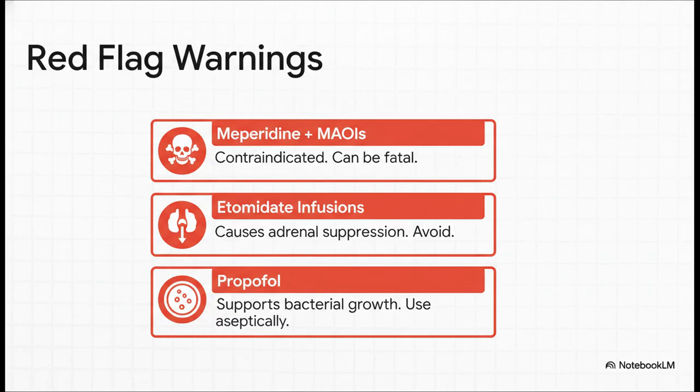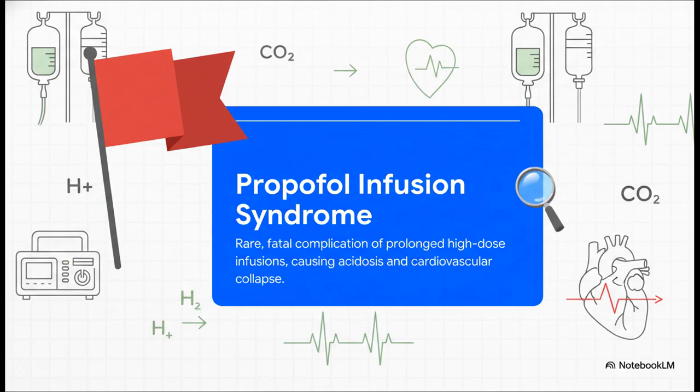No exceptions. And this is a huge red flag that every single one of us needs to have on our radar: propofol infusion syndrome, or PRIS. It's a rare but devastating complication that we see with high-dose, long-term infusions, especially in younger patients. You have to be vigilant for any unexplained metabolic acidosis or cardiovascular instability in any patient who's been on a propofol drip for a while.